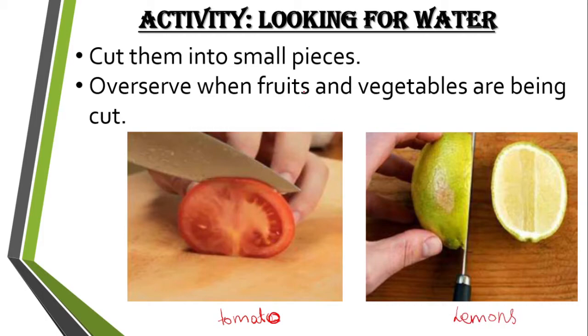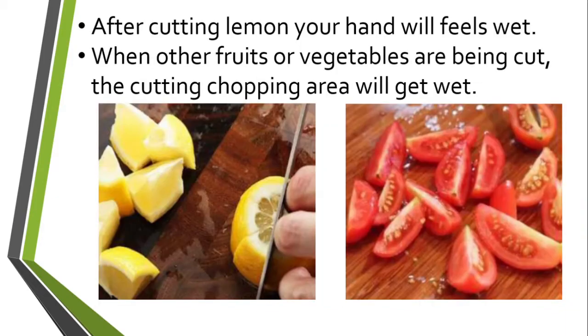And when we cut these vegetables, we can observe the changes after cutting them. You can see in this picture, right? There is some water on the chopping area. After cutting a lemon, your hands feel wet, right? And the chopping area will get wet, as you can see in the picture. When we cut lemons and tomatoes, the chopping area will get wet.